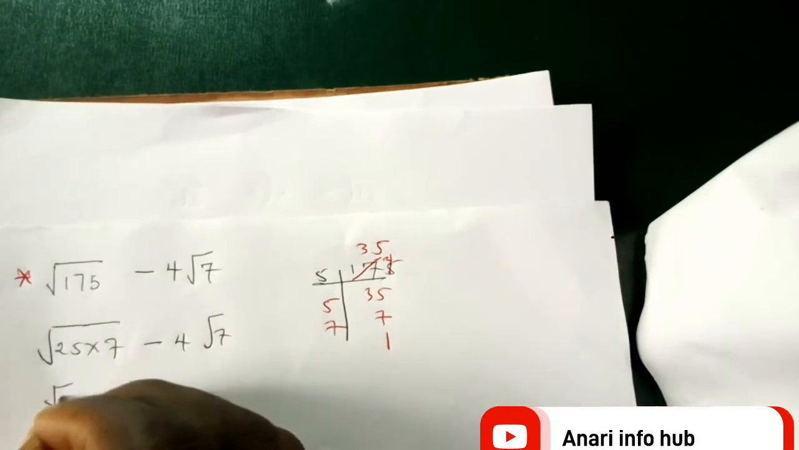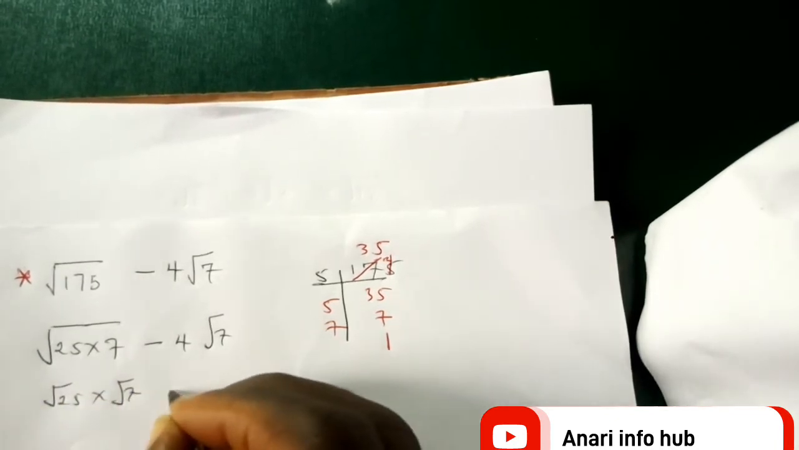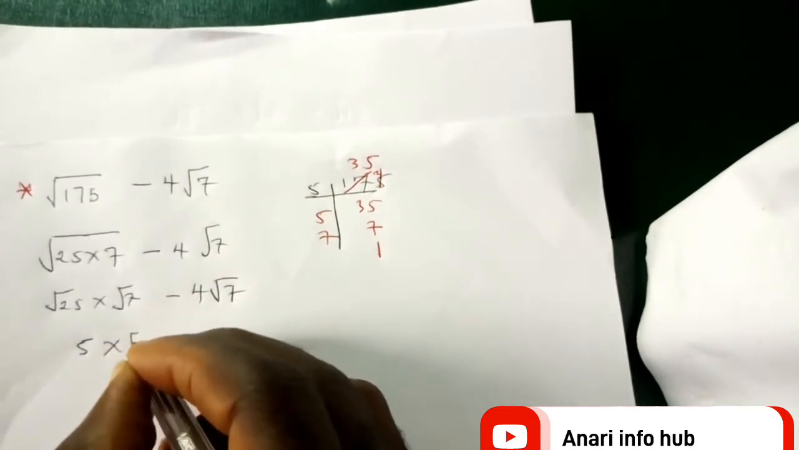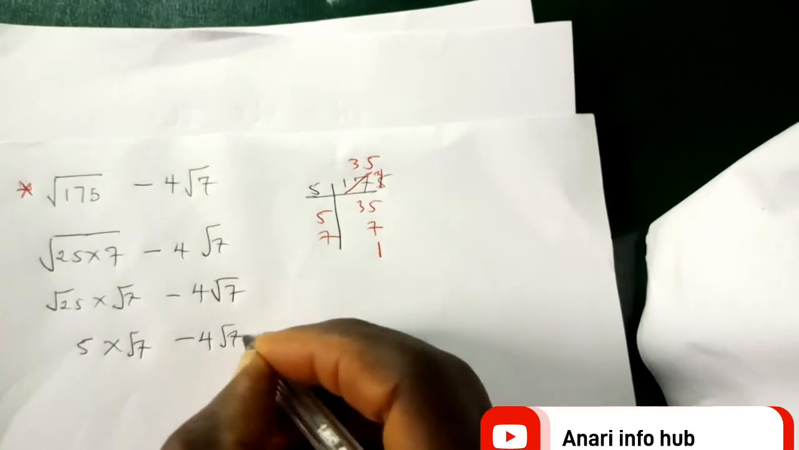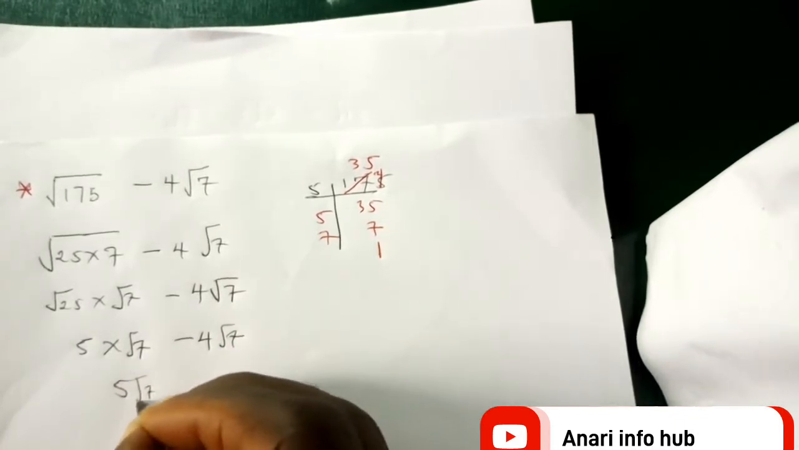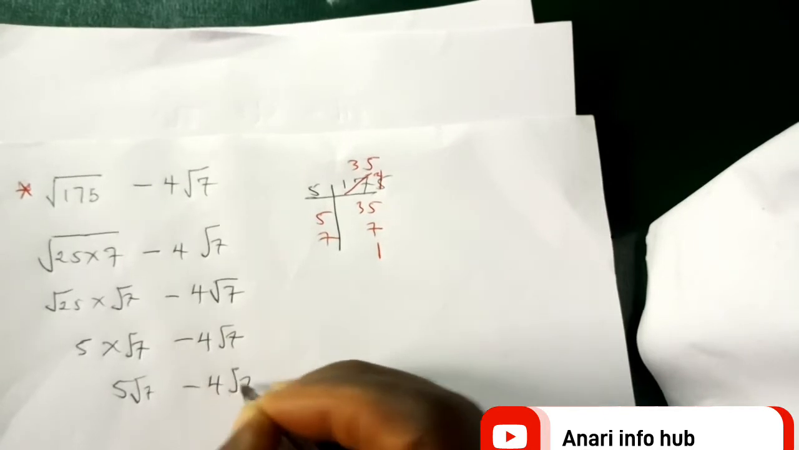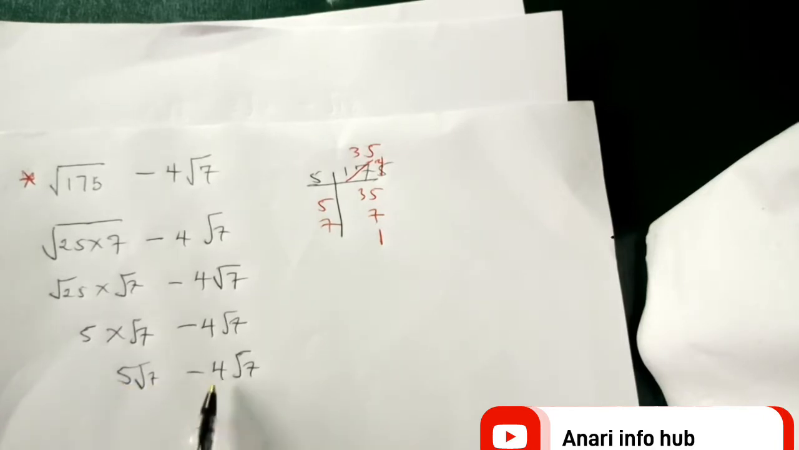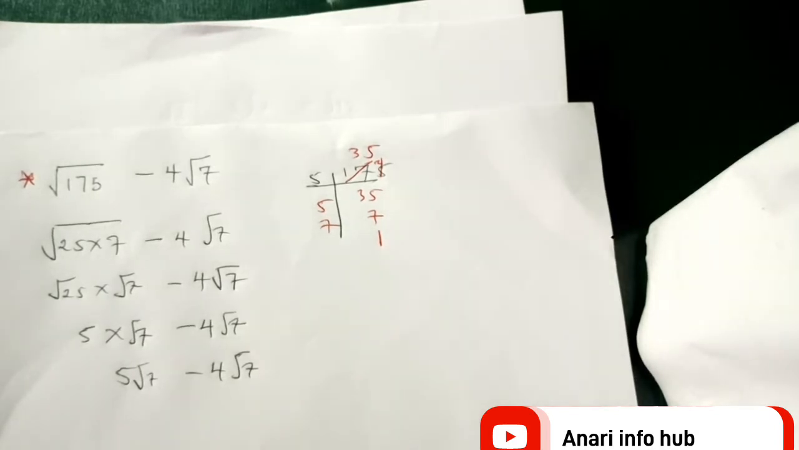This 25 is a perfect square, right? So you can go ahead and break it down by saying root 25 times root 7, minus 4 root 7. This is 5 times root 7 minus 4 root 7, that is 5 root 7 minus 4 root 7. Like I said, always consider surds as if they were algebra, like oranges. So this is like saying 5x minus 4x. It will give us x.